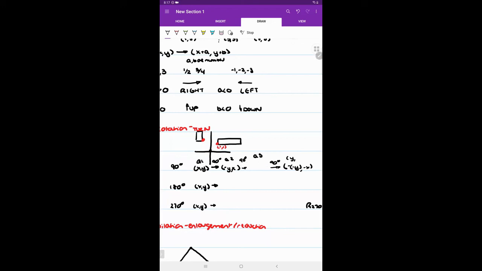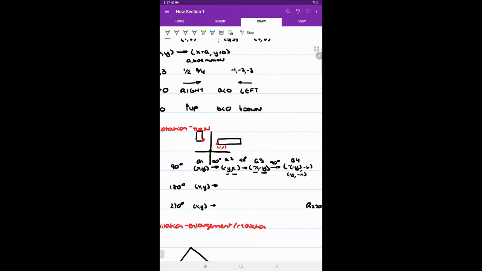So xy goes to negative y, x, so that's clearly in quadrant 2 because we have a negative x coordinate, positive y coordinate. Then 90 degrees again goes to negative x, negative y. That's clearly in quadrant 3 because both coordinates are negative. And then 90 degrees again, that goes to y, negative x, and that's clearly quadrant 4 because the x coordinate is positive and the y coordinate is negative.